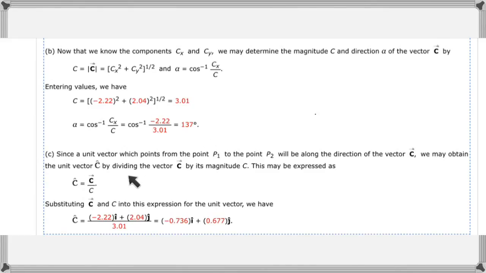And then the last part, to find the unit vector, you know that the unit vector has a magnitude of 1 and it only gives the direction. So what you got to do is take the vector itself that you've got, vector C, and divide it by its absolute value, or I mean its magnitude. So that's the vector divided by its magnitude. That'll give you the unit vector. And now I hope that's clear.